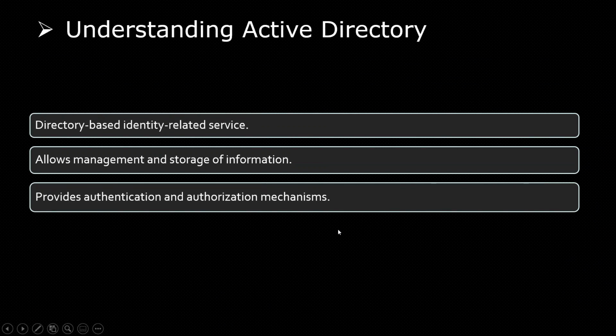So as we saw, Active Directory is a directory-based identity-related service. Identity-related service means you provide your username, email ID, and the password, and this is how they identify you. And identification is used for authentication, whether the ID and password are correct, whether you are the right user, and for the authorization part of it, whether you have the authority to access a file or a machine or not. And it allows the management of storage of information and users and the resources. So this is the use of Active Directory.